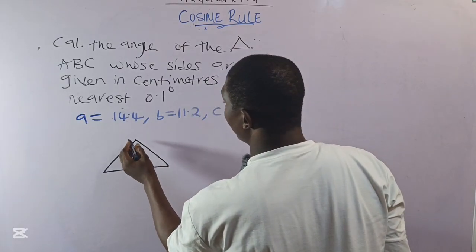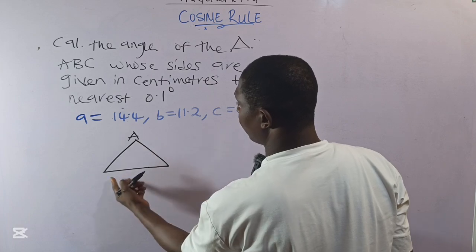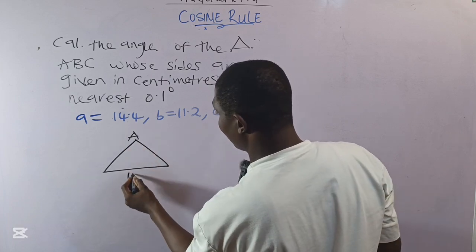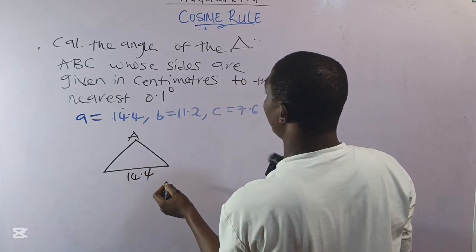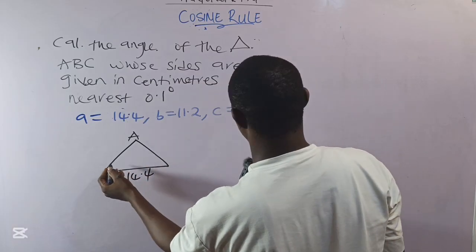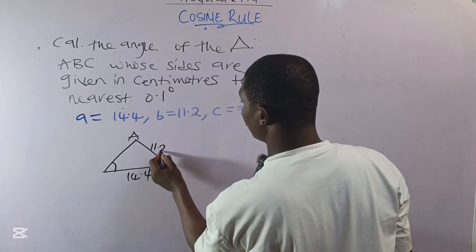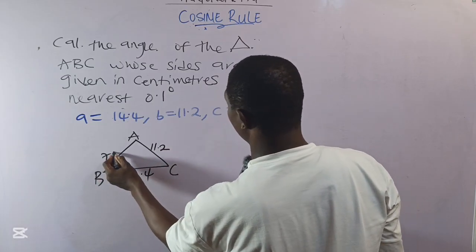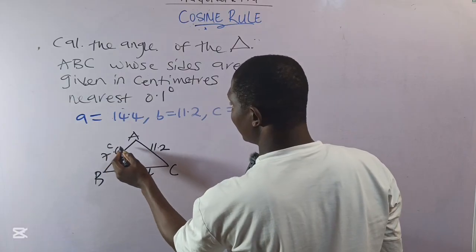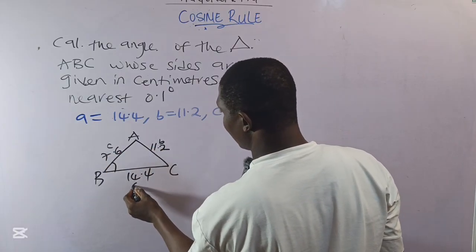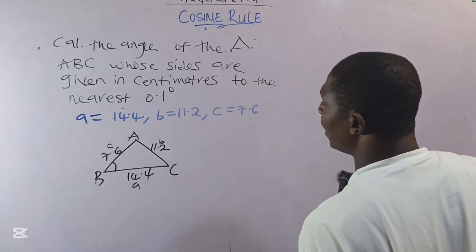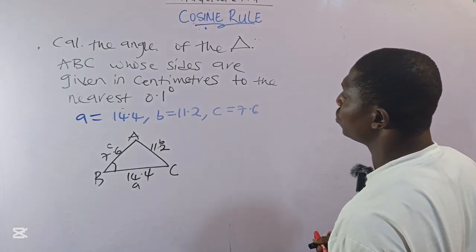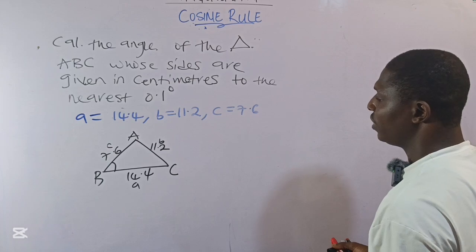Now we have our capital letter A here, because this is the biggest side, so it must be the biggest angle, which is this 14.4. And we have the next to be B, which is 11.2. And we have the least, which is C, which is 7.6. So this small letter c, small letter b, and small letter a. Now, like I told you in the last video, you simply calculate the smaller angles first before you think of the bigger angles.